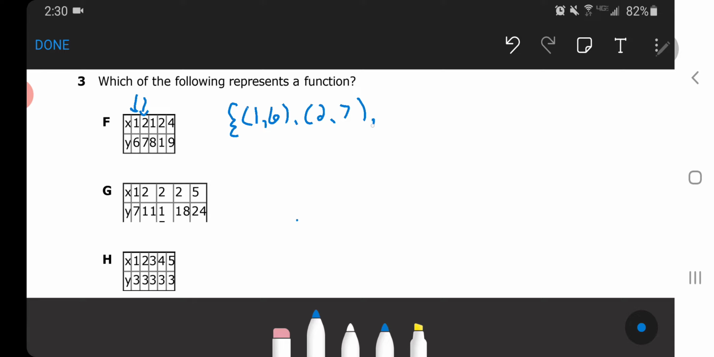If you're used to tables, then this shouldn't be too hard. 1, 8. And 2, 1. And I'm not going to do this for all of them, but I'm just showing you that this is how you would write it out in ordered pair format. This is just table format. But I notice here 1 goes to 6, and 1 also goes to 8. Once again, that's a problem. So this guy is not a function.